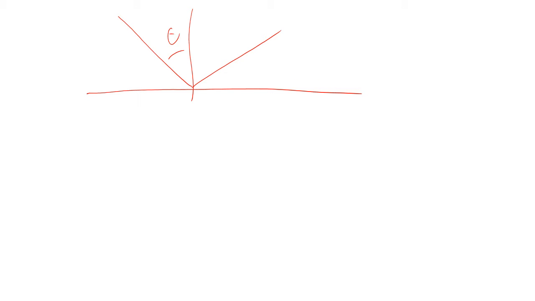So we know that when light reflects off of a plane mirror, the incident and the reflected angles are equal to each other. So now I want to look at a little more complicated situation.